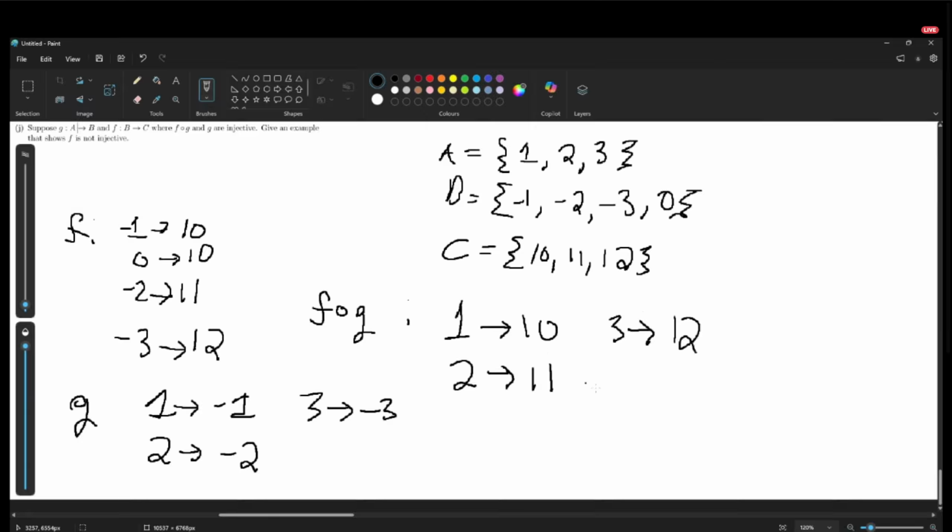But F is not injective, right? Because we have two elements going to the same thing. And the key idea here is that F could have some mysterious elements that G never touches, which make F not injective for its whole domain, but when composed with G, it becomes injective. So that's an example of that happening.